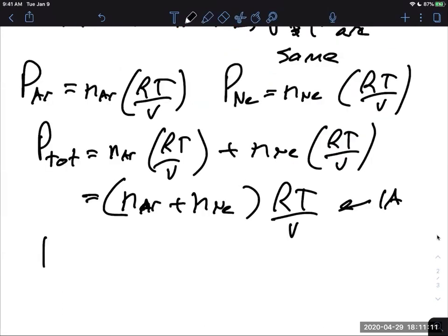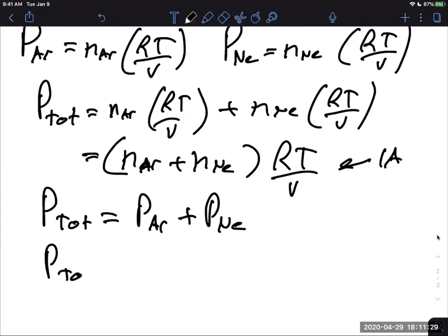For us, the simple case is that the pressure total, for this mixture, is going to be equal to the partial pressure of the argon, the pressure that it exerts inside the container, plus the pressure of the neon, the pressure that it exerts. And in general, P total is equal to P1 plus P2 plus however many gases are in the container.